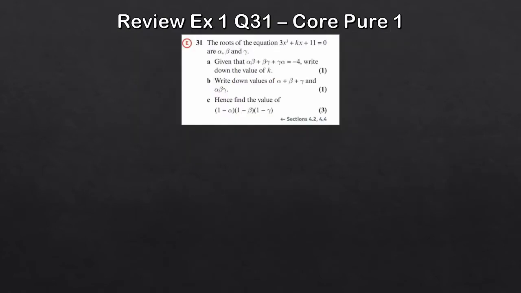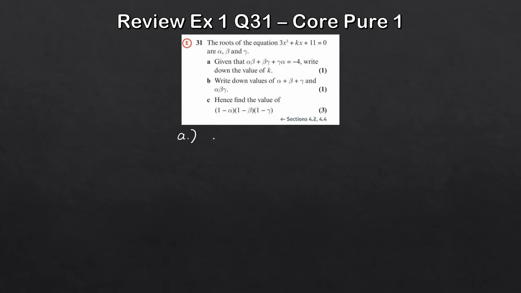Take a look at the next one here now. So this time we've got a cubic again, like we did in the first one. This time we're given that alpha beta plus beta gamma plus gamma alpha is equal to minus 4. So we need to write down the value of k. So 1 mark for this, you shouldn't expect too much work. So how do we do it?